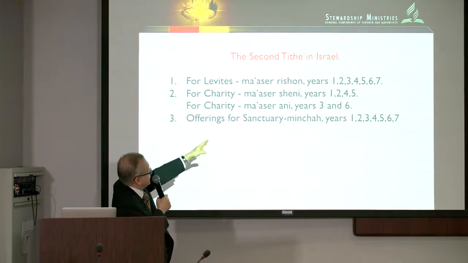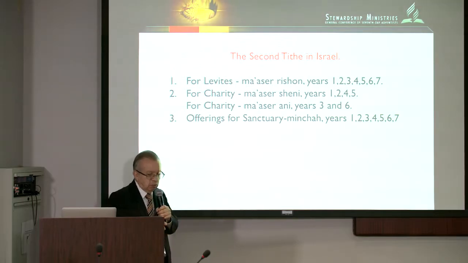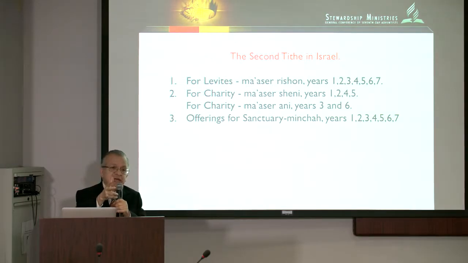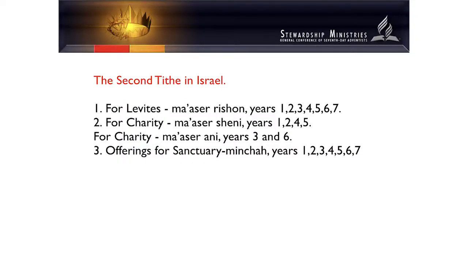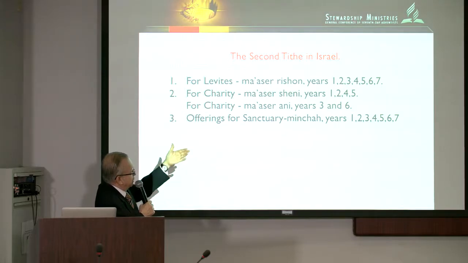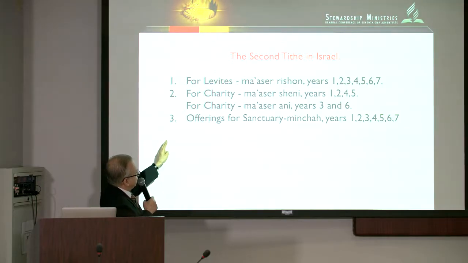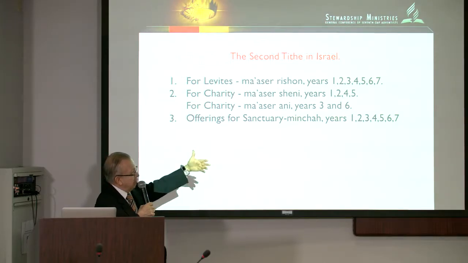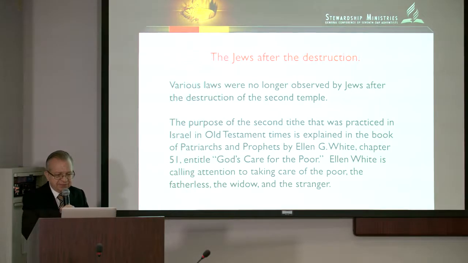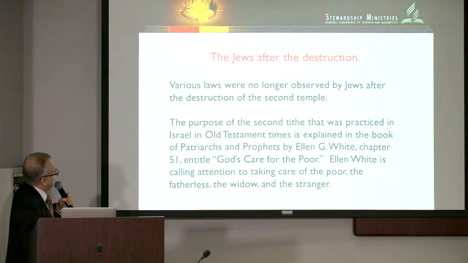Why maser ani in years 3 and 6? Well, in those years, the second tithe was used 100% for charity. That's the difference. In the previous years, 1, 2, 4, 5, it could be used for feasts in Jerusalem and charity. But in year 3 and year 6, it was 100% for charity. Now, offerings for the sanctuary, they call minha, and they apply all the years. With this clarification, we can continue.